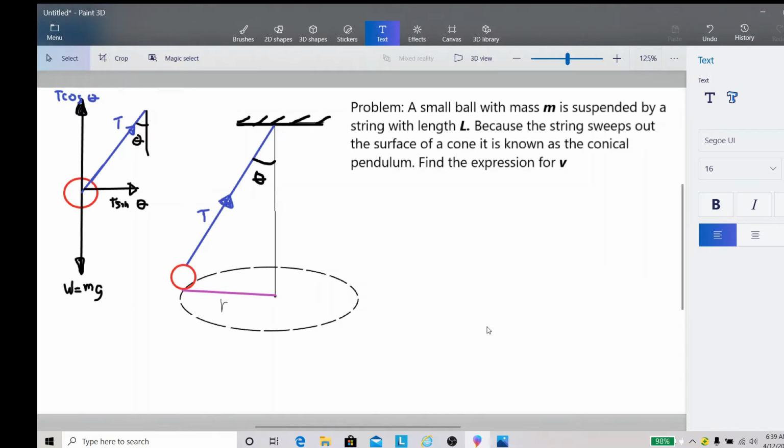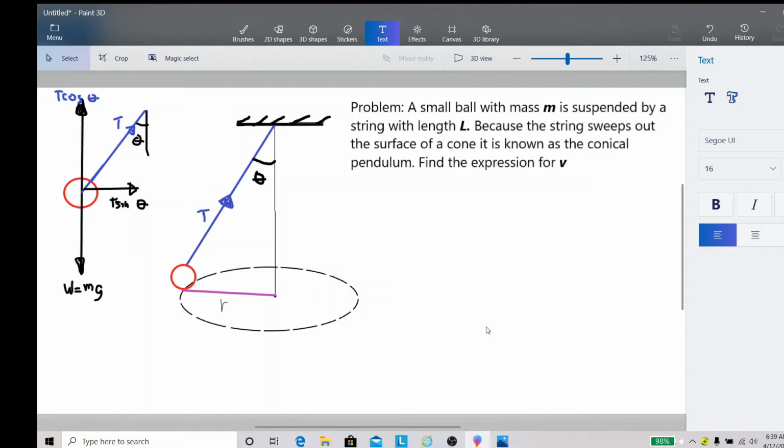Okay, we have here a problem. A small ball with mass m is suspended by a string with length L. Because the string sweeps out the surface of a cone, it is known as a conical pendulum. Find the expression for v.